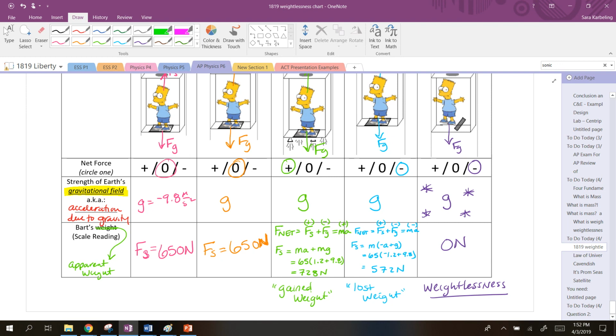Weightlessness does not equal no gravity. Remember we said yesterday that the gravitational force lasts forever. So you can't get anywhere with no gravity. But you can absolutely experience weightlessness without a whole lot of effort, honestly. Okay? We doing all right? Questions right now?